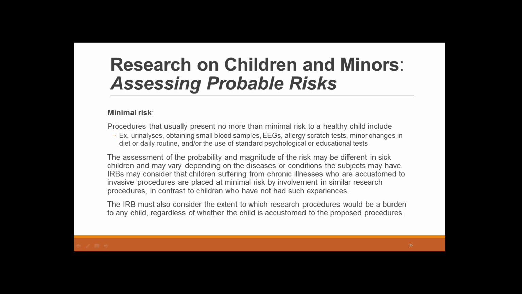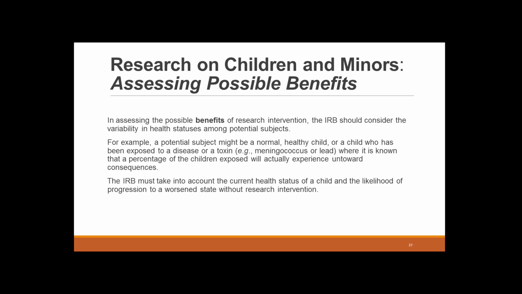So as it says here, the assessment of the probability and magnitude of the risk may be different in sick children and adults and in healthy children. It just depends on the disease. And when we look at benefits, the IRB will look really closely at this. Again, it's a variable between the health status of the different subjects. A potential subject might be a normal, healthy child or a child who's been exposed to a disease. So the benefits will be different.